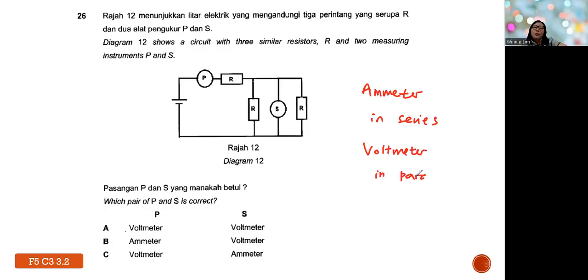sorry, parallel. Okay, so if you look at this diagram, P is arranged in series in the circuit of parallel series. So P is supposed to be the ammeter. Then S, if it is in parallel, is the voltmeter. Okay, so we see the options now. Yeah, so this is B, the answer.